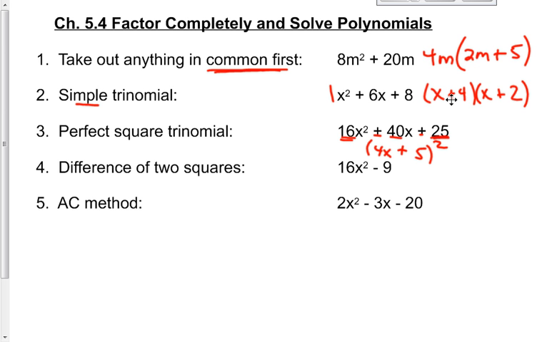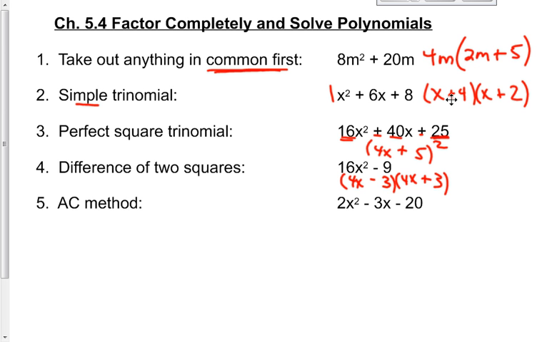Difference of 2 squares is easy to factor. (a + b)(a - b). Again, you need to have perfect squares in both the front and the back, and you must have a minus sign in the middle. 16 comes from 4x, 4x. 9 comes from 3 and 3. One's plus, one's minus. Doesn't make any difference which one is plus or minus.